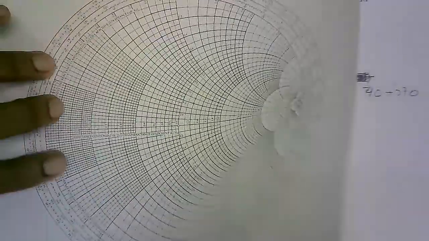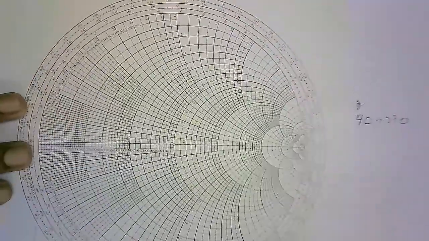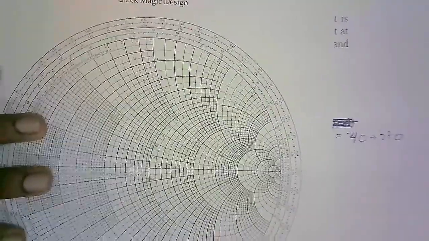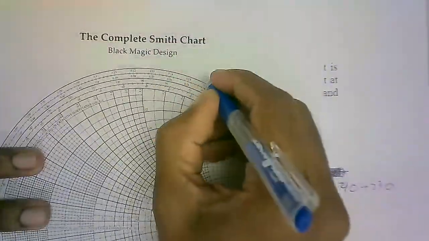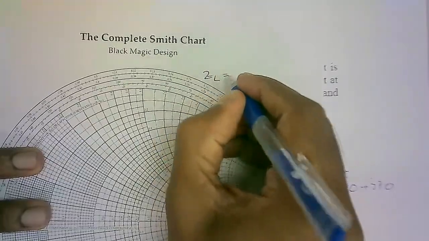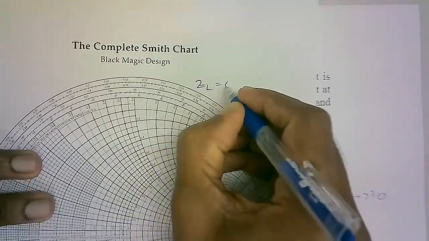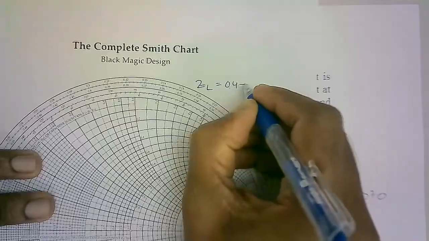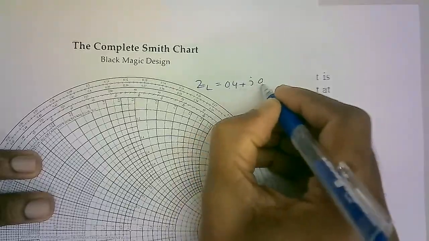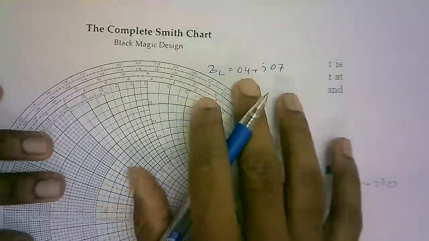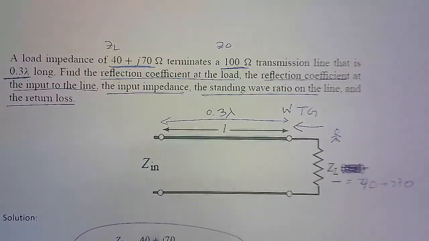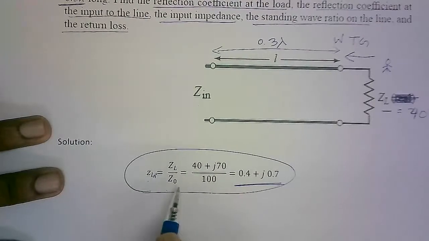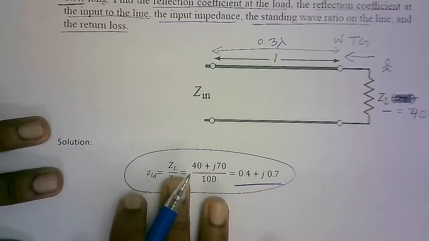So I took a fresh Smith chart and I write down the value first. The value of ZL is 0.4 plus j0.7. Actually it is not given; we have calculated ZLN from here. So this we will plot.